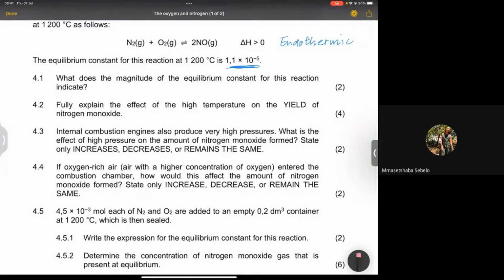Now, in this case, what does this mean? It means this is a very small value. If you think about it, this value is about 0.000011. So it's a very small value. If we've got a small equilibrium constant like this, where the equilibrium constant is less than 1, what it simply tells us is that we've got a very poor yield of the products. So it means that we are forming fewer products than there are reactants. Please tell me that makes sense, ladies and gents.